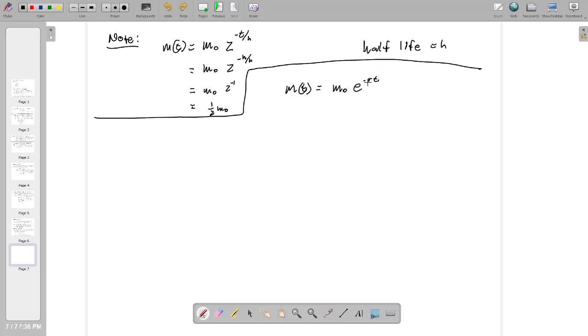Now I want to solve for r so that I can know what r is relative to h, just in case I need it. So 1/2 of m sub 0 will equal m sub 0 e to the negative r times h, because we're plugging in h for t. It's the half-life, so it's the length of time it takes for the mass to decay to half of its original mass. We can, of course, cancel our m sub 0s, and we're left with 1/2 equals e to the negative rh. So again, I want to solve for r.